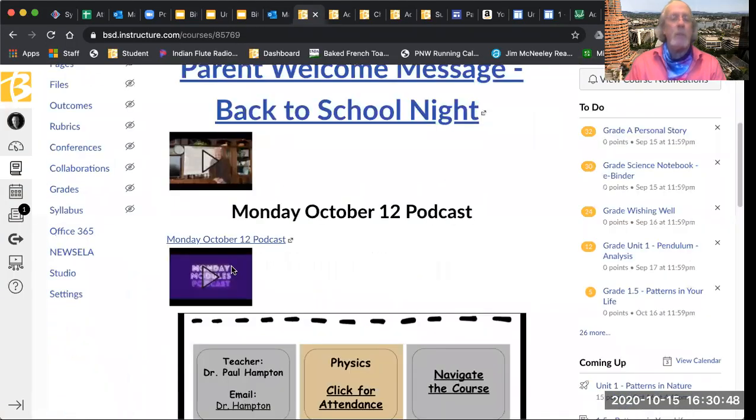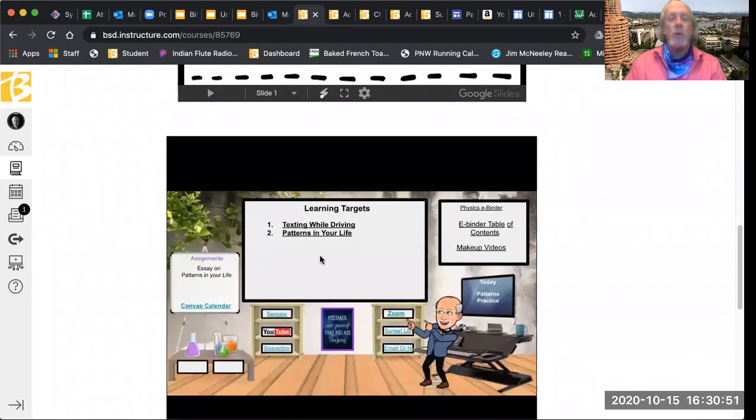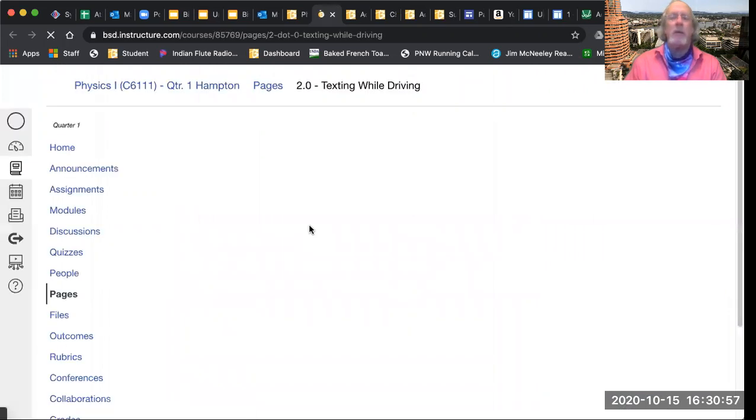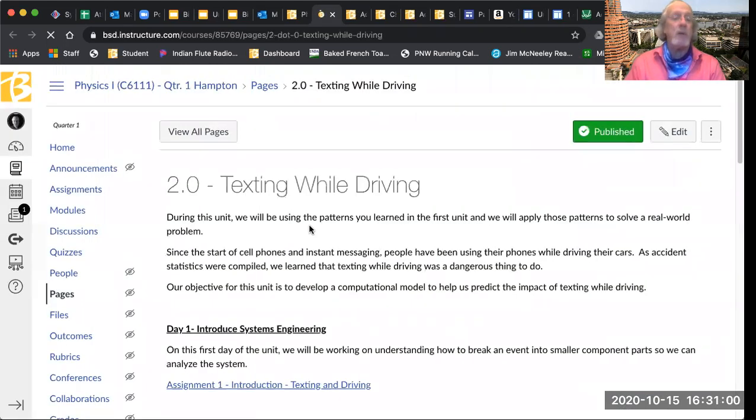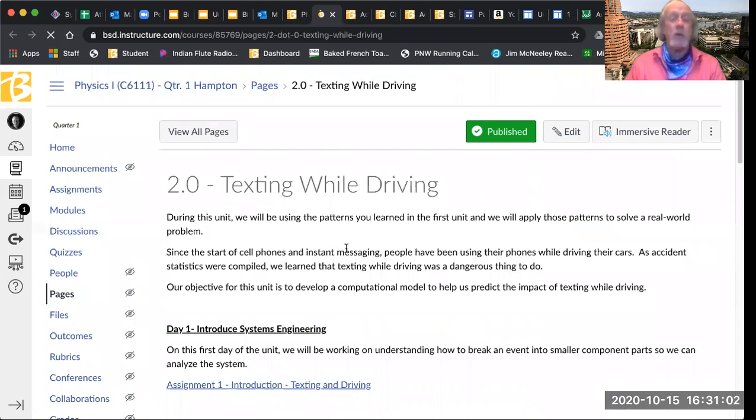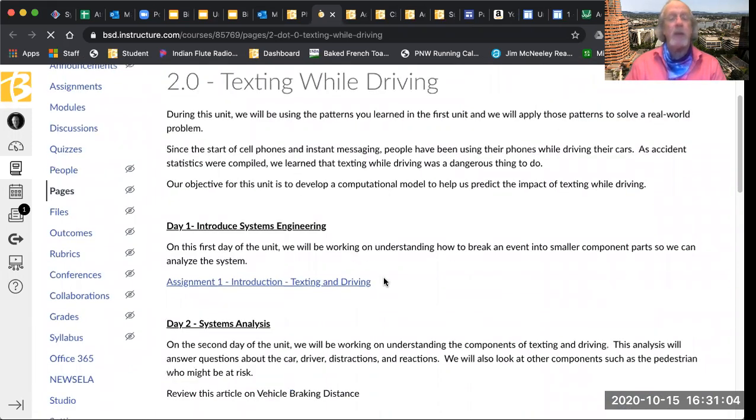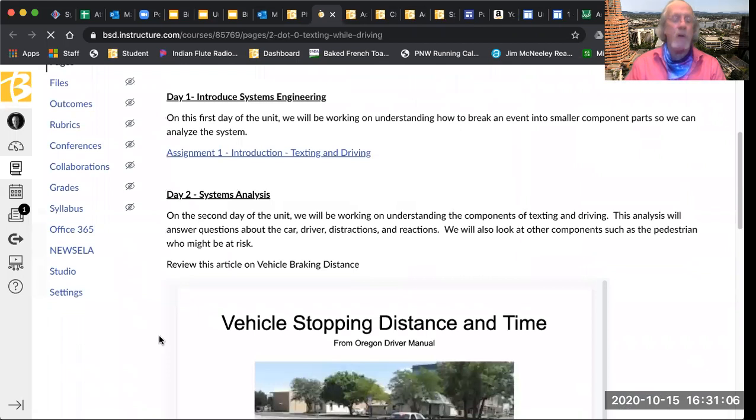All right, so we are still working on our texting and driving segment, and you had a little assignment to do, so let's talk about that. I'm going to go over to our Bitmoji classroom page, texting while driving. Today's work in class was actually, we went over some things that you were working on yourself.